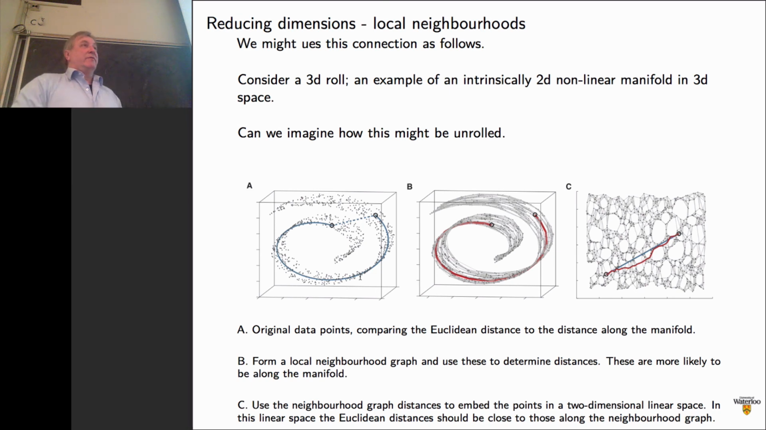Now I have a graph. And if k is small enough, I'm really looking at the nearest neighbors. I'm really looking at the local neighborhood, trying to preserve that. If k is too small, the graph may be disconnected. So I may want to have k be large enough so that the graph is connected. All right?